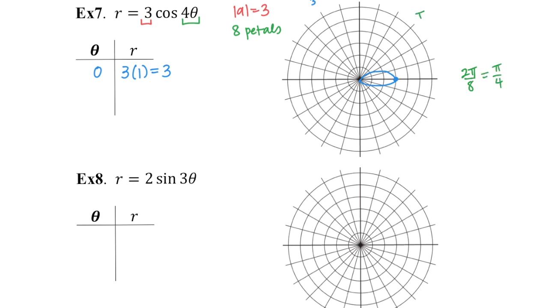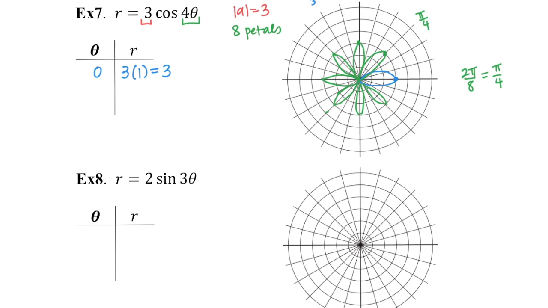So pi over 4 should be right in between 0 and pi over 2. So here's another petal, which probably means my petal was too skinny. Okay, next I'm going to go to pi over 2, length 3. Okay, they really shouldn't be overlapping, but you know, it is what it is.